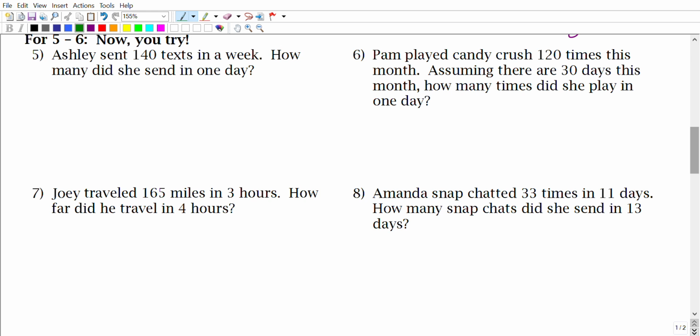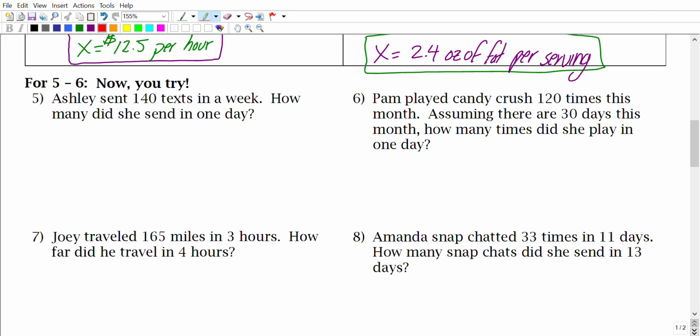All right, guys, let's go ahead and take a look at 5 and 6 together. So let's go ahead and go a little bit quicker on this, especially since you guys have already tried these out. So let's figure out what we have already. So first thing I have, it says Ashley sent out 140 texts in a week. Okay, well, how many did she send in one day?